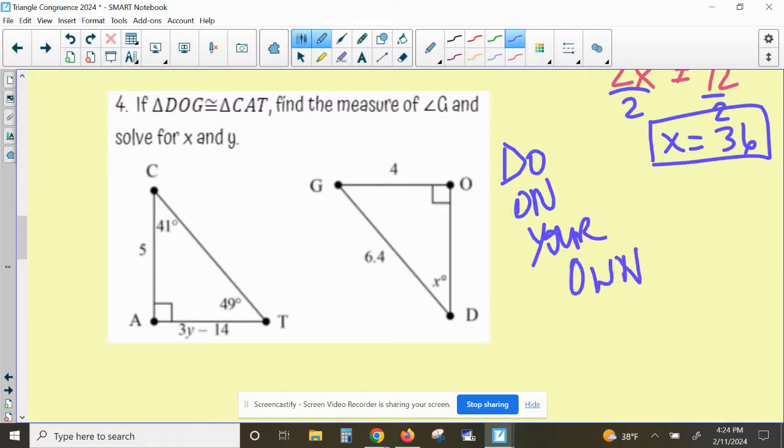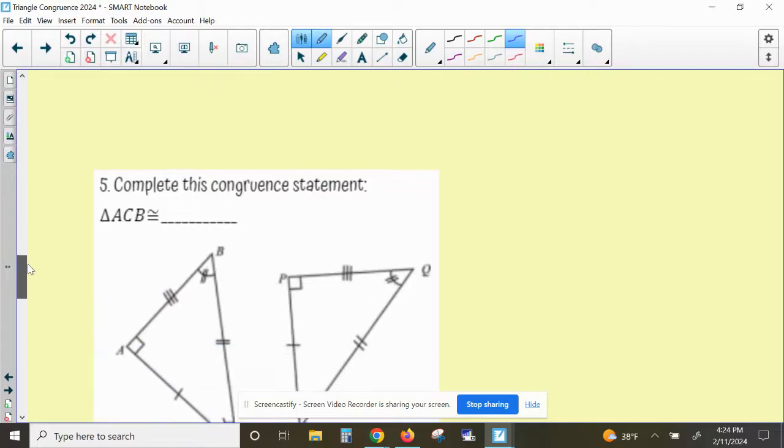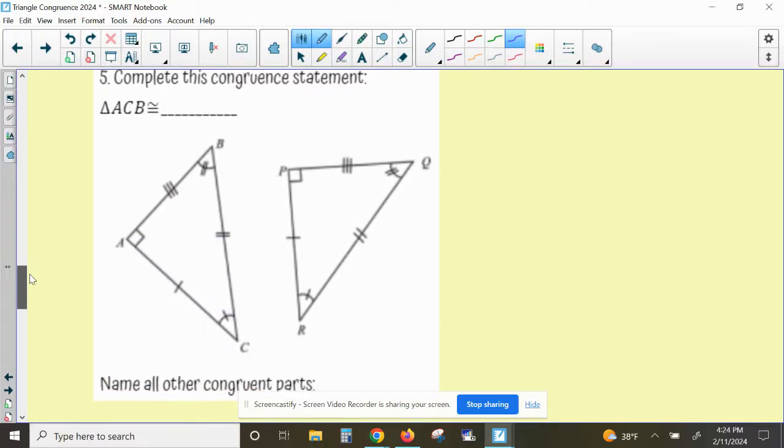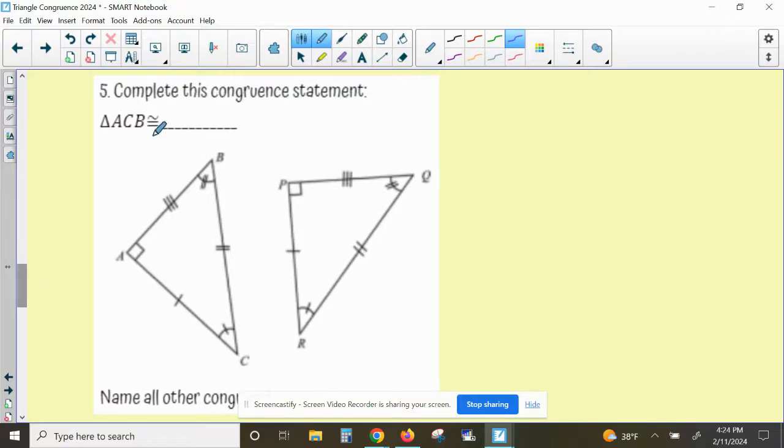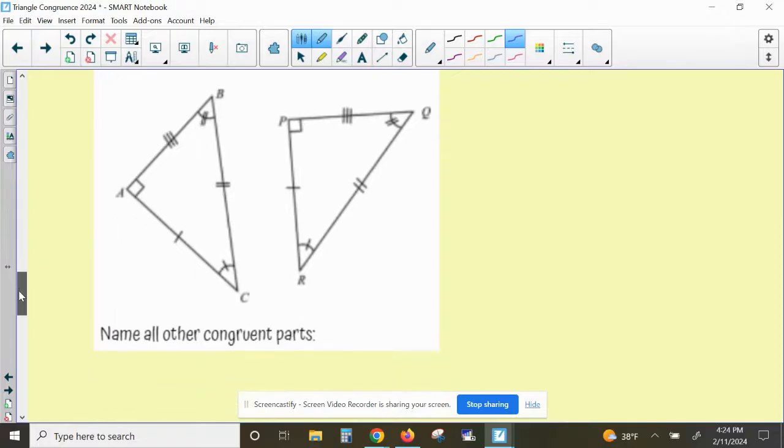You could show it to me, and your teacher will check it. Okay, this one here, you just have to match up the parts. So A to C to B, you have to name this one so it matches exactly. And then the second part, just down here, tells us to name what parts are congruent.